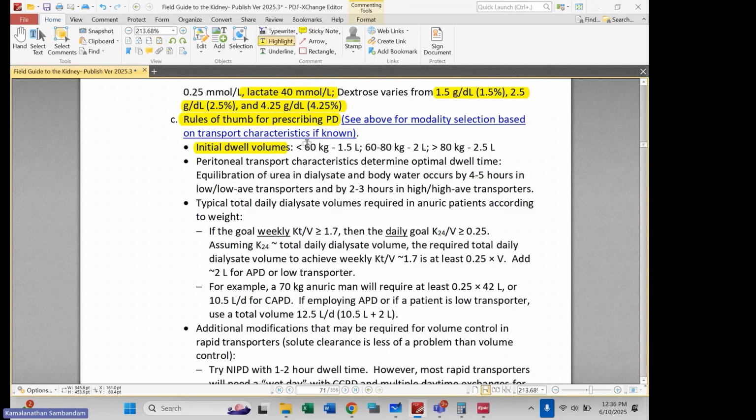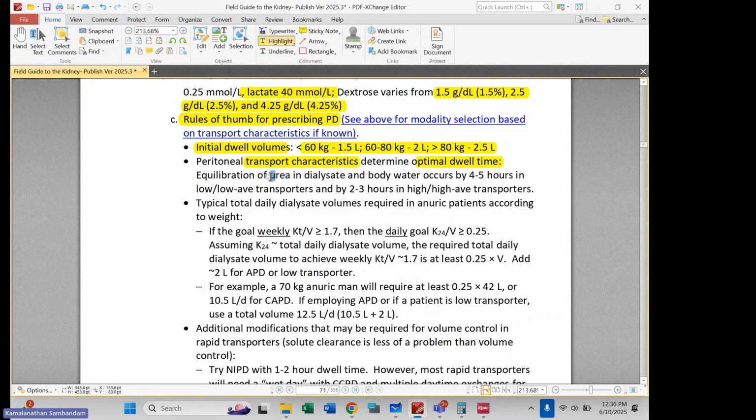Initial dwell volumes according to patient size, these are rules of thumb, are provided. If you have a very small individual who's less than 60 kilograms, you might consider using dwell volumes of only 1.5 liters to avoid some of the discomfort that comes from abdominal distension and putting larger volumes in your patient's abdomen. Okay. The dwell time we talked about as being affected by the transport characteristics of the peritoneum. Here's some actual empiric data that helps you understand this.